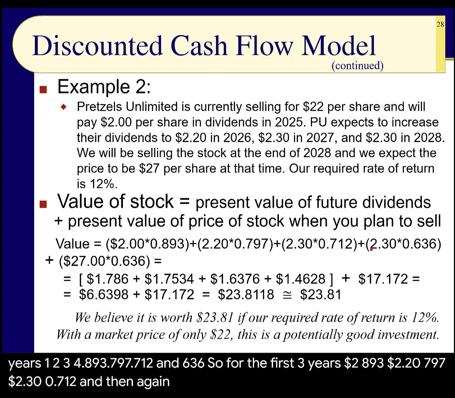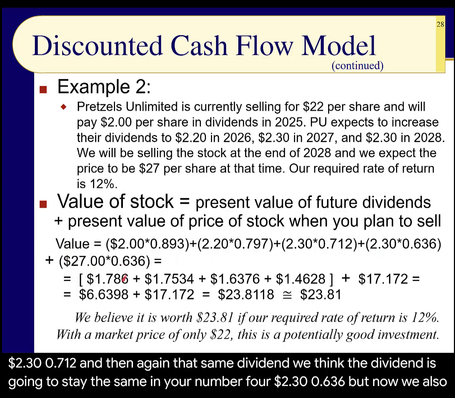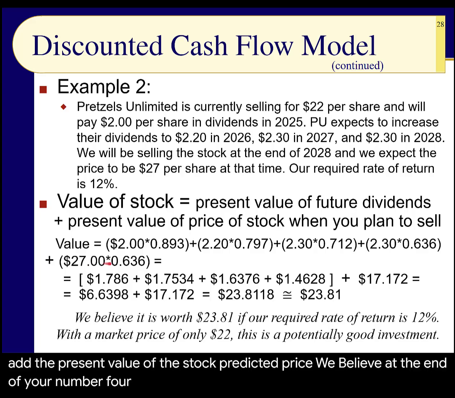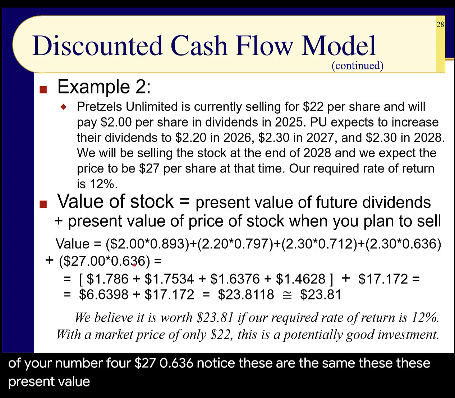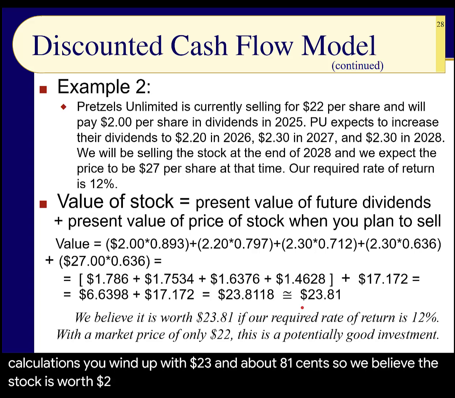And then again, that same dividend, we think the dividend is going to stay the same in year number 4, $2.30 times 0.636. But now we also add the present value of the stock, predicted price, we believe, at the end of year number 4, $27 times 0.636. Notice these present value multipliers are the same. So if you do all those calculations, you wind up with $23 and about 81 cents. So we believe the stock is worth $23.81 if our required rate of return is 12%.